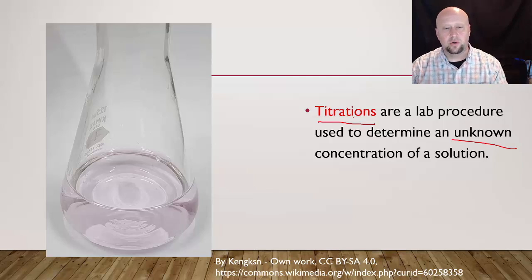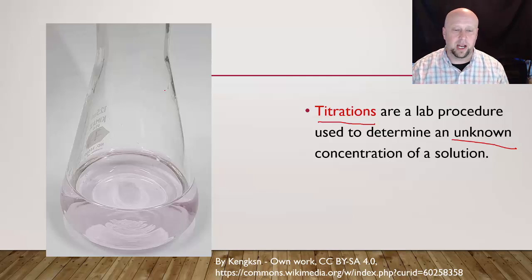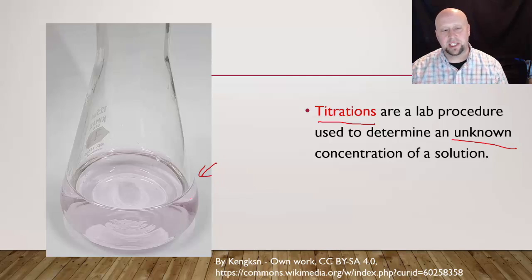And then you would slowly add that in until you got a color change. You'll notice that the color in this flask is a really light pink. That is the color that something called phenolphthalein turns when you neutralize the acid in it. You're looking for this really pale pink color.